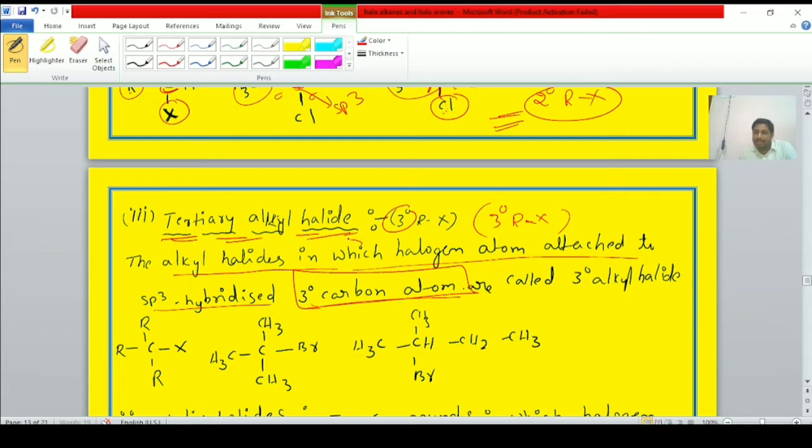The alkyl halides in which the halogen atom is attached to an sp3 hybridized tertiary carbon atom are called tertiary alkyl halides. Example, student: here the halogen atom is bonded to an sp3 hybridized carbon because around the carbon only 4 sigma bonds are present. There are no double or triple bonds. And this carbon atom is bonded to how many alkyl groups, student? 3 alkyl groups, that is 3 carbon atoms. Hence this carbon atom is a tertiary carbon atom and the halogen atom is bonded to a tertiary carbon atom. Therefore this type of alkyl halides are called tertiary alkyl halides.